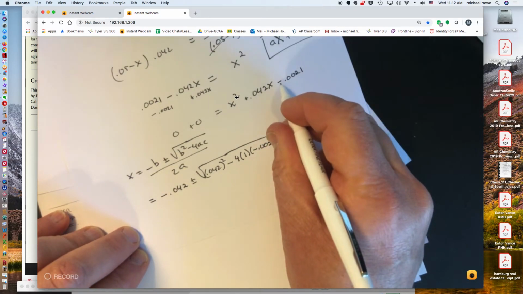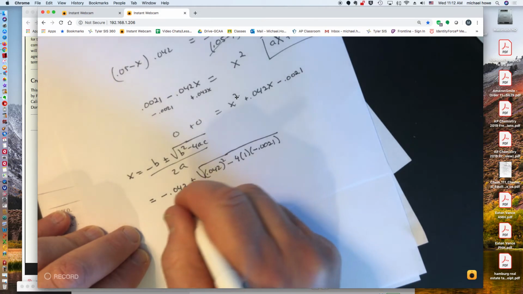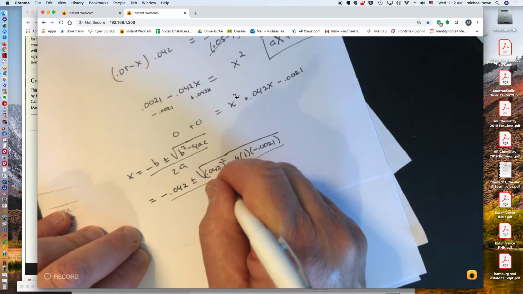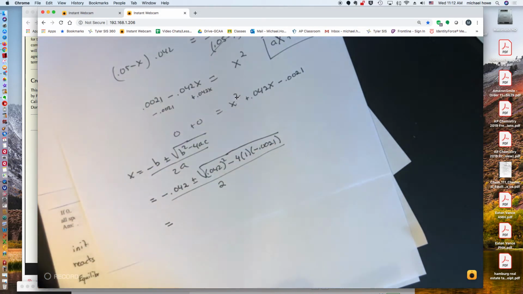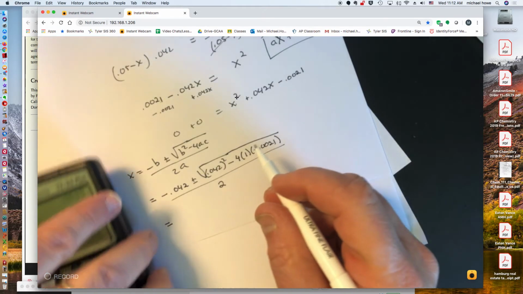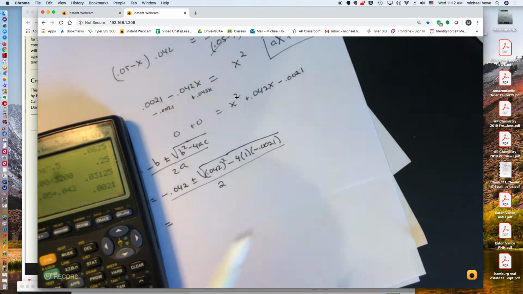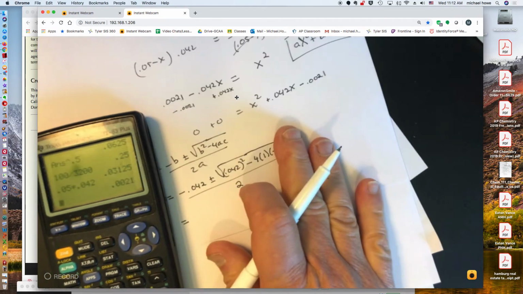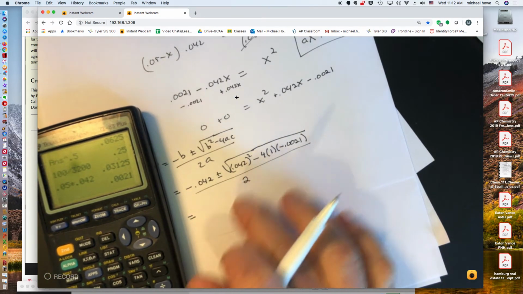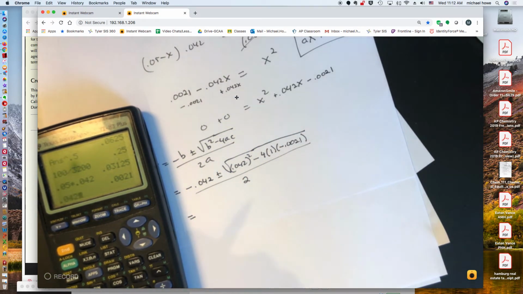Negative because of the negative sign here. And that's all going to be divided by 2. All right, so I'm going to do what's underneath. I'm going to put my calculator up here so you can see what I'm doing. And I'm going to do what's underneath what's called the radical, the square root sign. So 0.042 times 0.042, that's squared, equals.